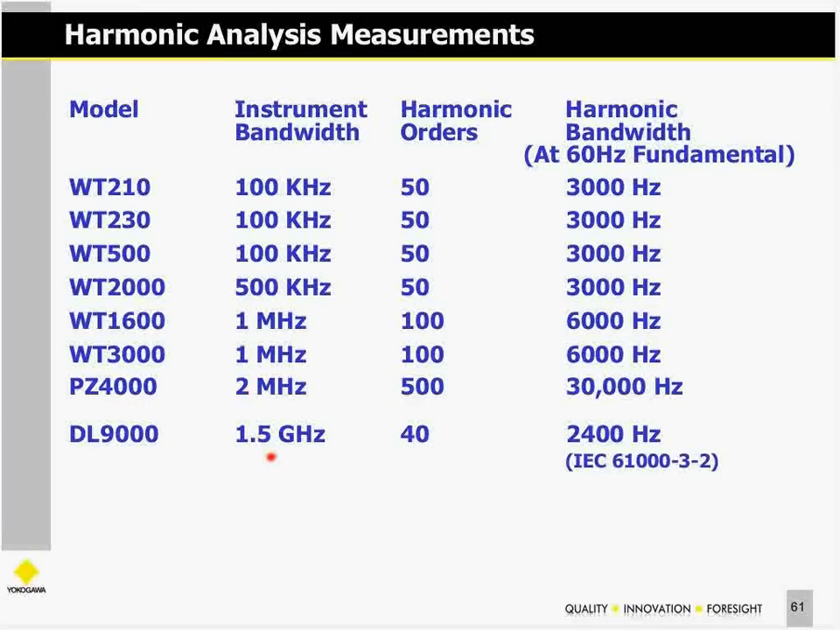If we look at a scope, now here's something you have to be careful with also. Typically, one of our scopes might have a 1.5 gigahertz bandwidth. When we go into the harmonic analysis, it's only limited to 40 orders because it was designed to do the harmonic analysis per one of the IEC specifications.